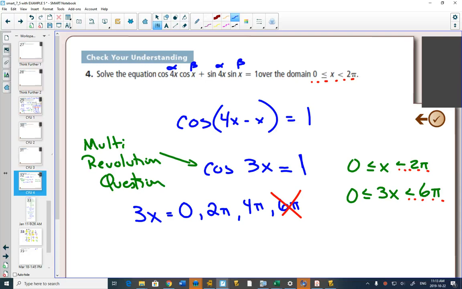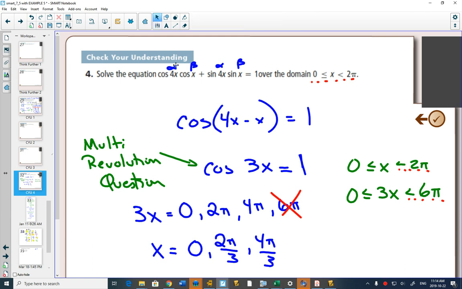Once you've solved for 3x, now we can solve for x. Divide each of them by 3. And we get 0, 2 pi over 3, and 4 pi over 3. All right. Questions are 15 and 17.